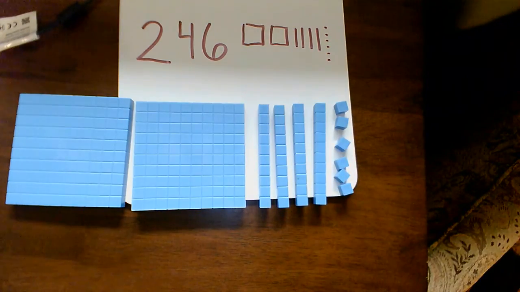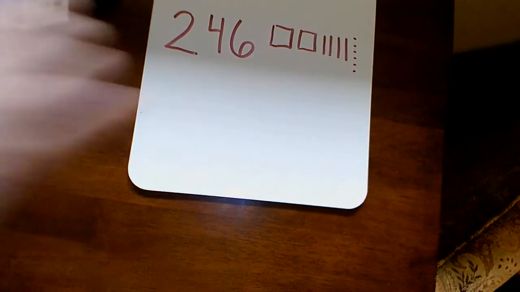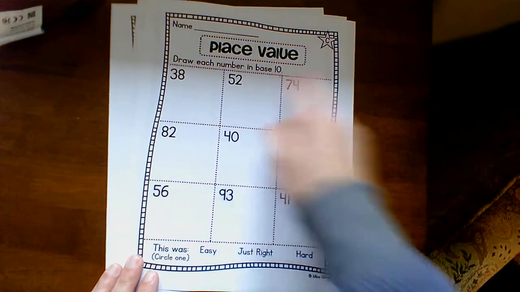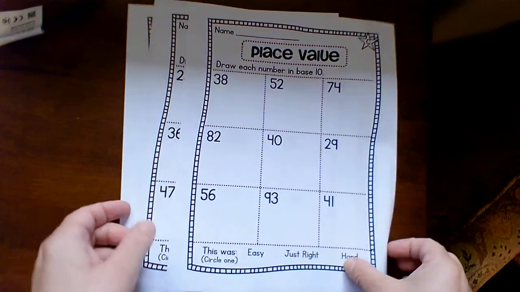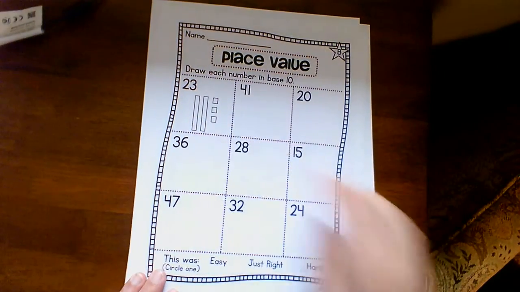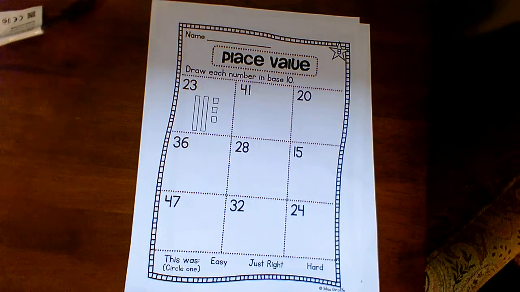246. Okay, so let me show you what you'll be doing today. Pretty much the same thing. Use some papers here. And it says draw each number in base 10. That means draw it just like how we've been drawing it. Here's one that has an example on it. They draw it a little bit different. They draw it a little fancier, but you don't have to do that. You can do it the way we've been doing it with the line and the dots. It's a little bit more simple.